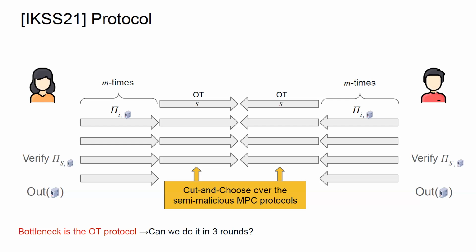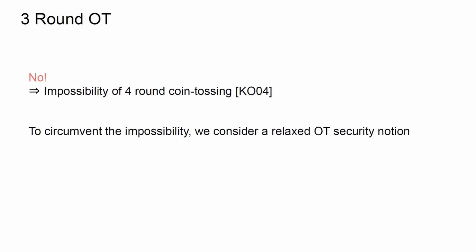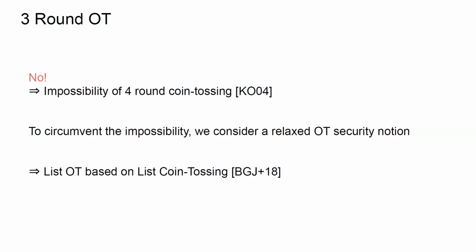This question has already been answered in the previous talk. Well, we can't, because of an impossibility result from Katz and Ostrovsky. So what we're going to do to circumvent this impossibility is consider a weaker notion of security that we can realize in 3 rounds, and show that it is sufficient for the application that we want. This notion is what we call list OT, and it is based on the list coin tossing notion from this work on promise zero knowledge. Intuitively, this means that the adversary has some choice over the output that is being obtained.